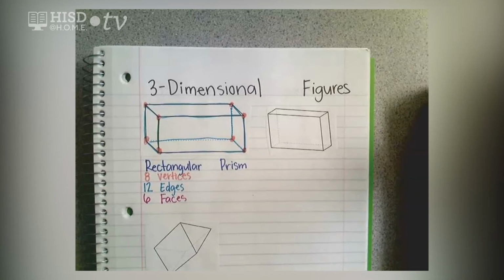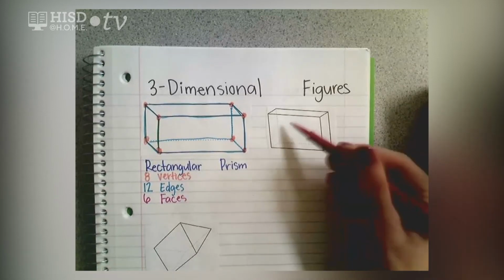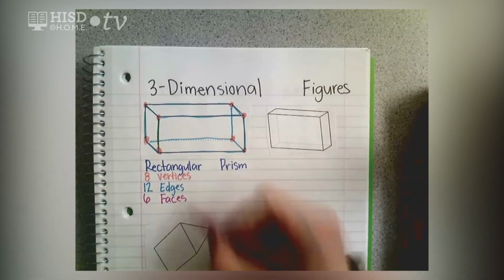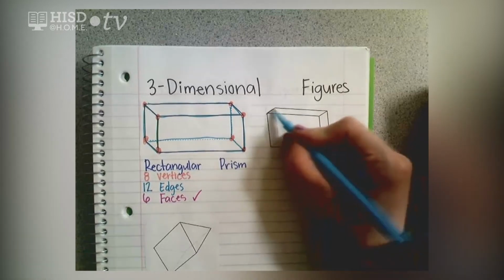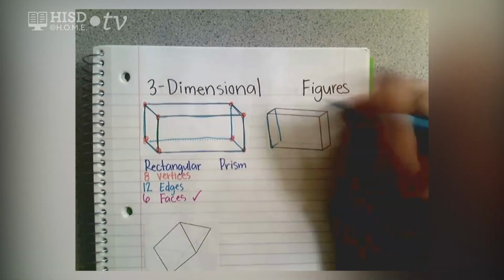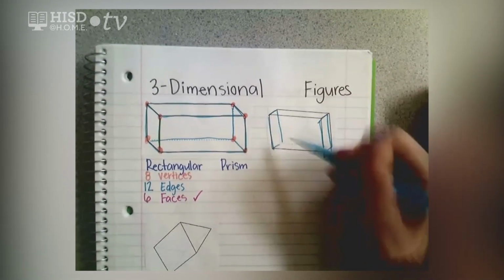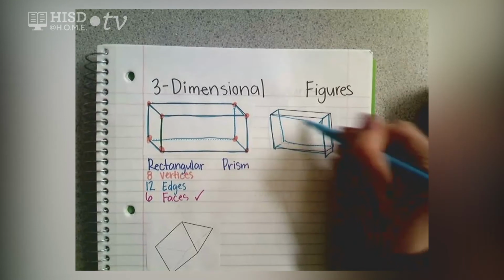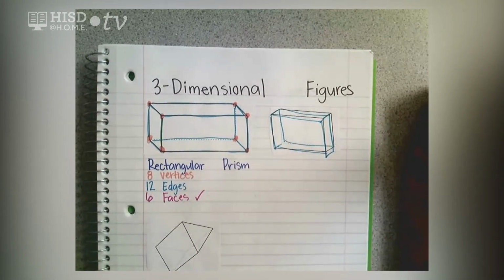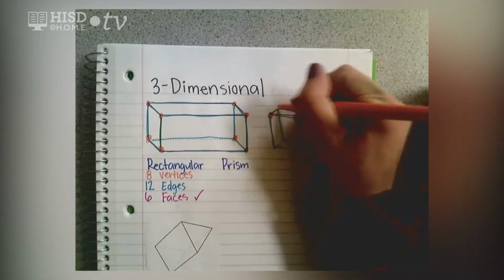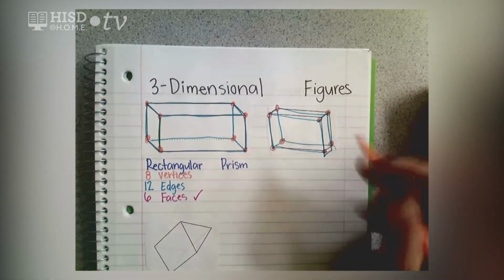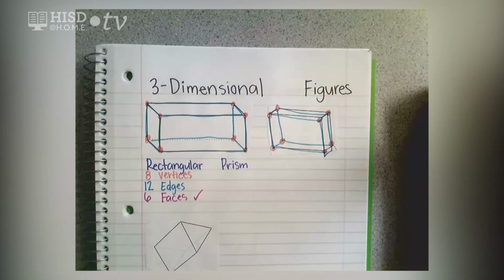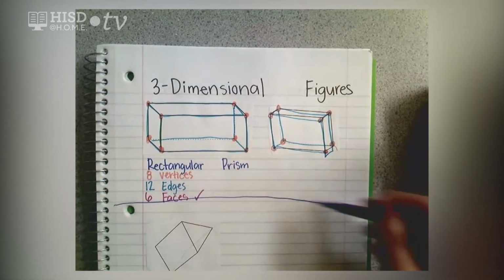And that goes for the same thing for this figure over here. We could count 1, 2, 3, 4, 5, 6 faces. One, 2, 3, 4, 5, 6, 7, 8, 9, 10, 11, 12. I know it's not traced very nicely. 12 edges and 1, 2, 3, 4, 5, 6, 7, 8 vertices. So there's our rectangular prism.